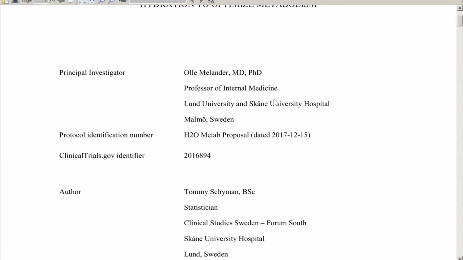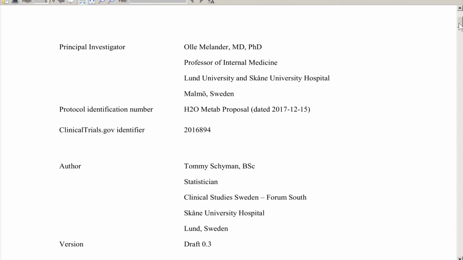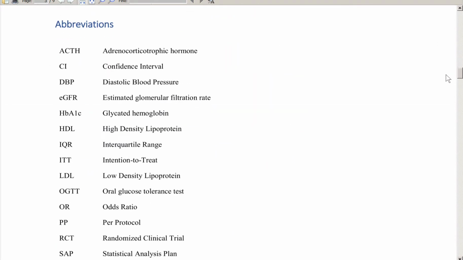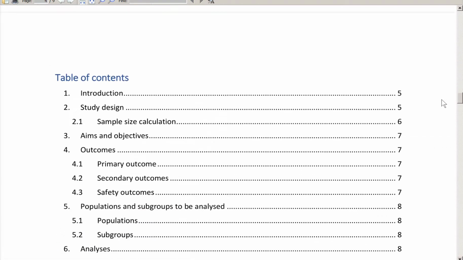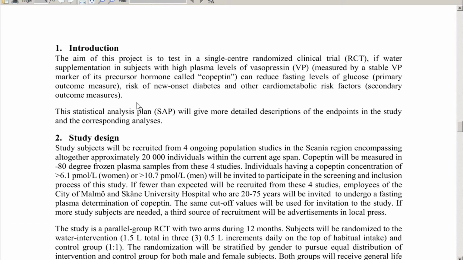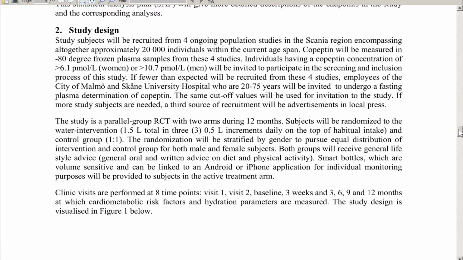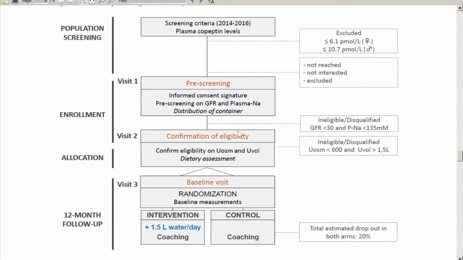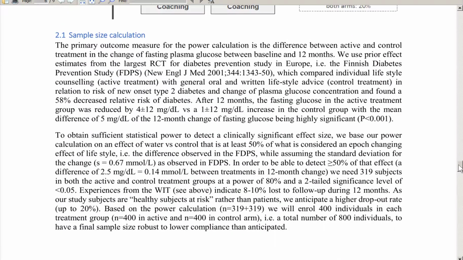So first they list their names, the investigator names, signatures, and then some abbreviations, the table of content. Then there is an introduction, some description of the study design, how the clinical trial would be conducted, and then they have a detailed description of the flow chart. Then they talk about sample size calculation, which is essential for clinical trials in general.